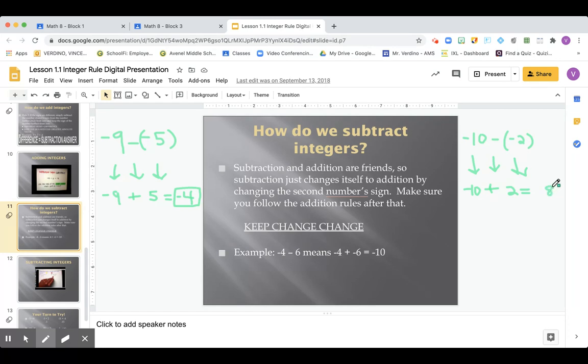Now, how do I know if it's positive or negative? Well, whichever is visibly larger. The 10 is visibly larger, so this is going to be a negative 8. If you owed me $10, but then you paid me 2, you still owe me $8.